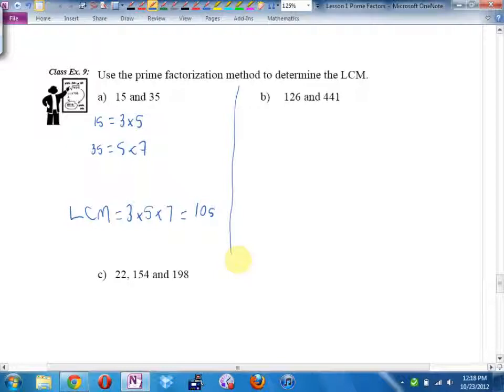Okay. Hey, try finding the least common multiple of 126 and 441 on your own. Now, this is going to be harder to do the prime factorization. You may want to use a factor tree or your calculator or something. I'll do it up here. Let's see if we end up in the same spot.